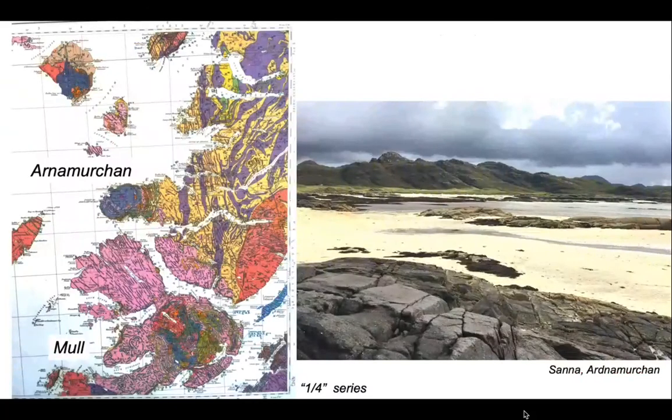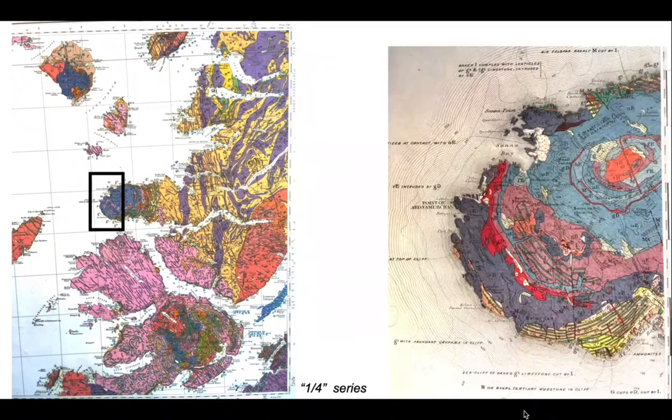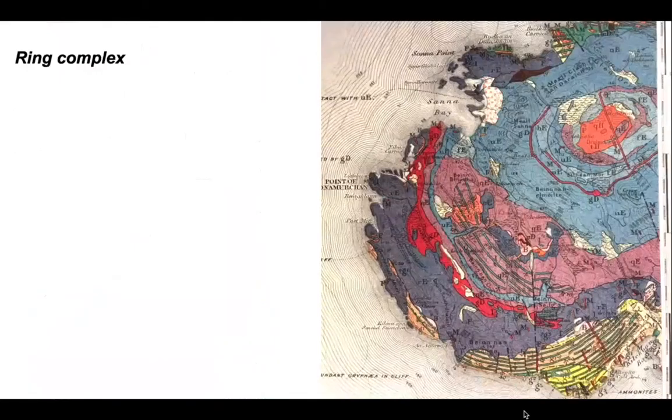So let's skip away from Mull and look at a really classic example over in Ardnamurchan. It's a great place to visit. Here's the geological map, a part of the 1-inch series for Ardnamurchan, just the very end of Ardnamurchan Peninsula here. And again, you can see the arcuate shape of the various colour strips, which are different compositions of igneous rocks within this subvolcanic complex. It's a ring complex.